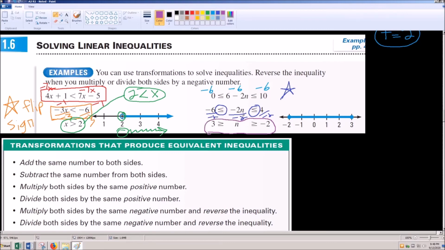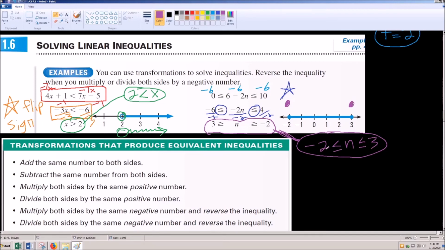Now keep in mind, I'm going to rewrite this one more time. Say negative 2 less than or equal to n less than or equal to 3. These two things circled in purple here are exactly the same. There's no difference between them other than the order in which we've written it. So when we look at something like this, less than or equal to means I have a filled in circle. So I have a filled in circle at -2 and a filled in circle at 3.